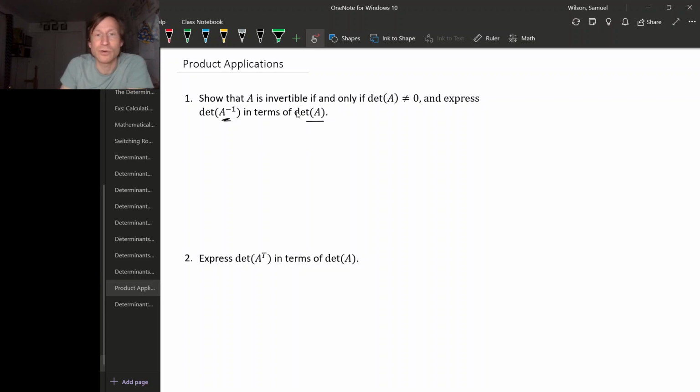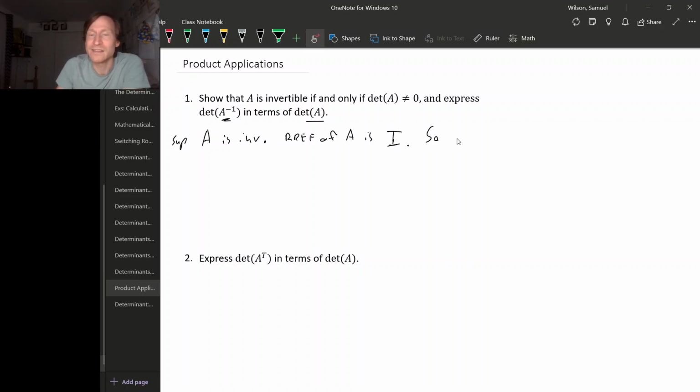All right, so to show that A is invertible if and only if the determinant of A isn't 0, let's suppose that A is invertible. Well, if A is invertible, then the reduced row echelon form of A is the identity, right? The reduced row echelon form of an invertible matrix is always the identity.